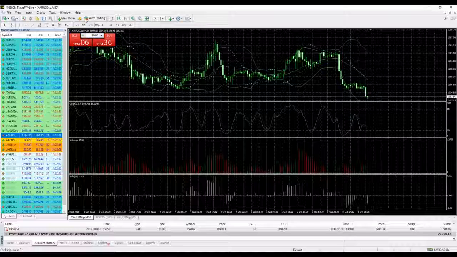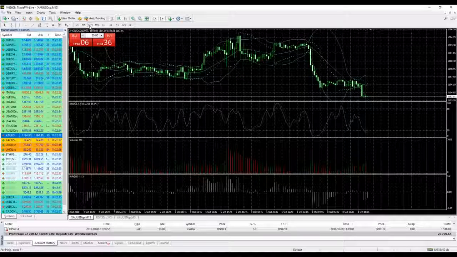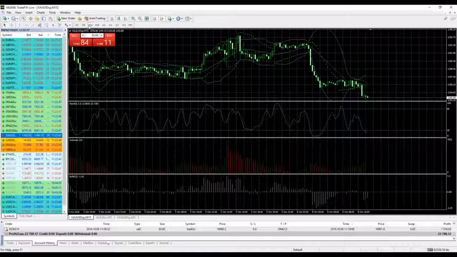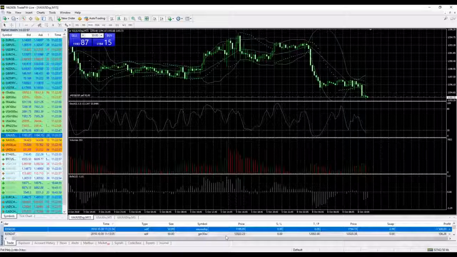Okay, on gold we have to be a bit careful. Okay, on gold I will go short also on gold. There we go. I just opened a short position on gold, and I will put here a take profit, guys.